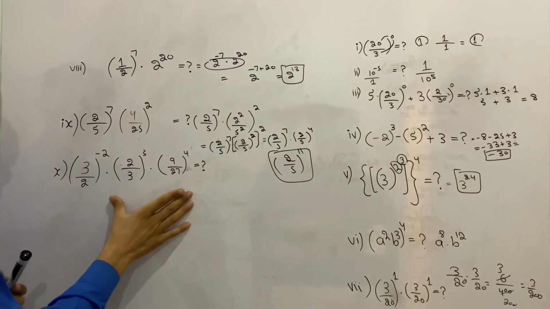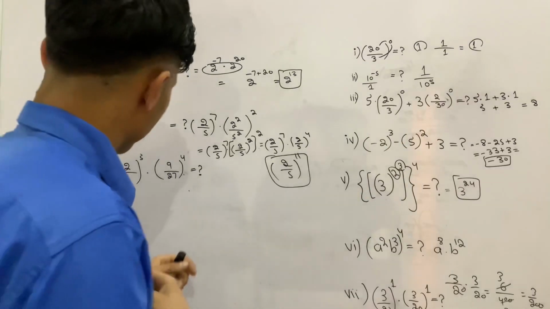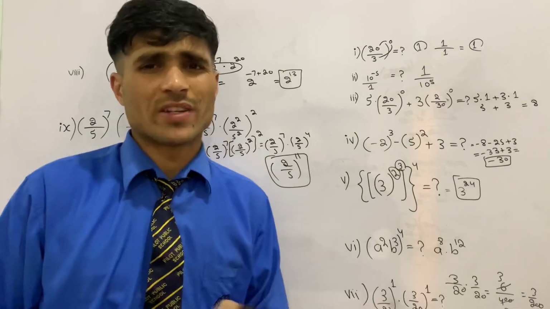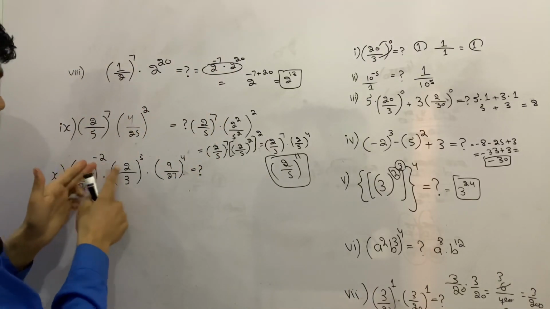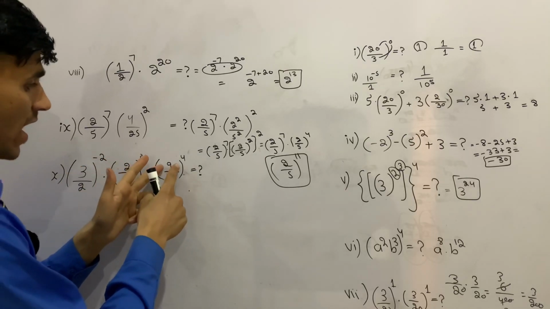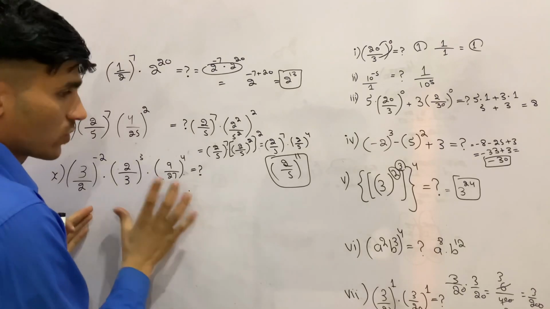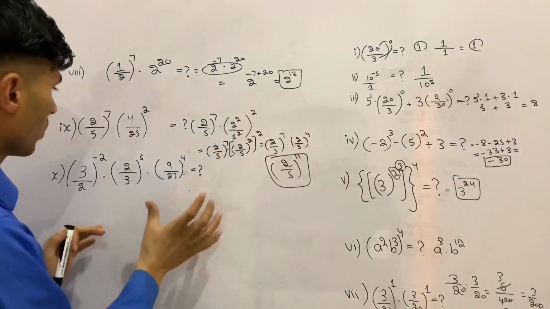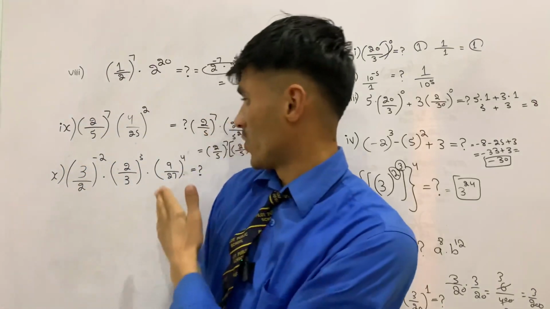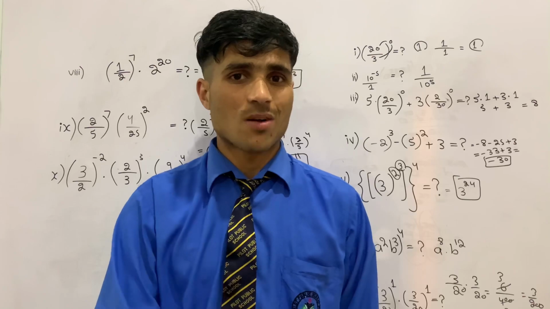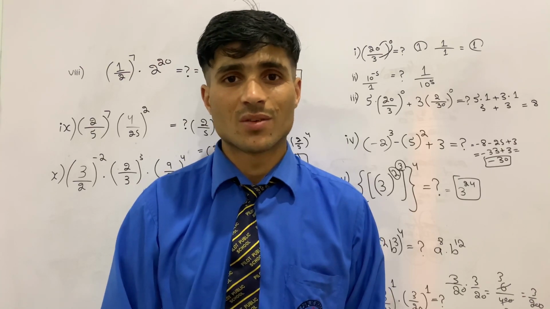Look at this question, the last one, probably the 10th. I don't want to do this one, it is your homework. Look at this question: 3 over 2 whole to the negative 2, 2 over 3 whole to the 5, 9 over 27 whole to the positive 4. This is your homework. You have to solve it on your own using all these rules, whichever rule is needed. Leave its answer in the comment section below, and I'll be there to say whether it's correct or incorrect.